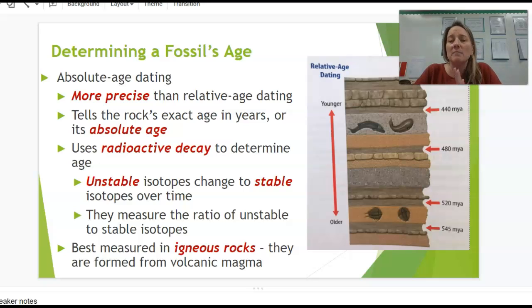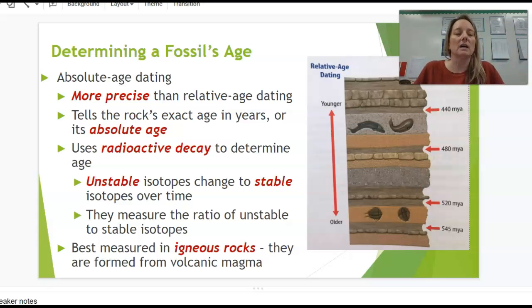Radioactive decay is best measured in igneous rocks. Remember, igneous rock is formed from volcanic magma. Y'all should have learned that back in 6th grade. Of course, they can be used in metamorphic and sedimentary as well, but igneous is where it's best measured in. So we've got relative and absolute age dating, which determines a fossil's age.